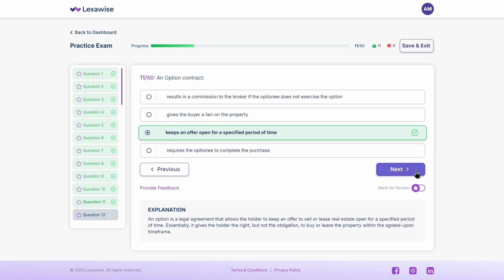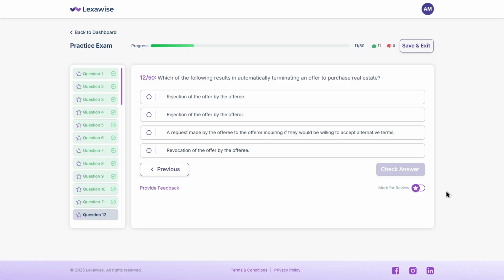Here's one you don't want to miss. Which of the following results in automatically terminating an offer to purchase real estate? A. Rejection of the offer by the offeree. B. Rejection of the offer by the offerors. C. A request made by the offeree to the offerer inquiring if they would be willing to accept alternative terms. D. Revocation of the offer by the offeree. Take a second to decide.